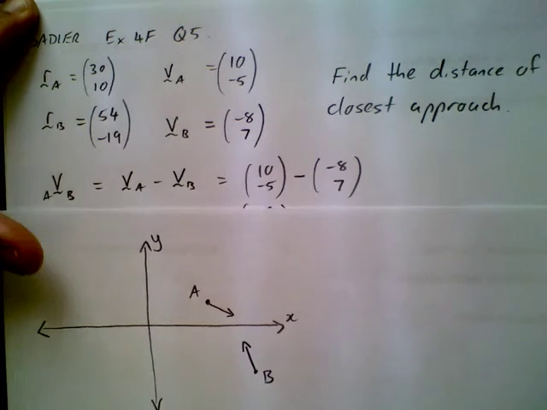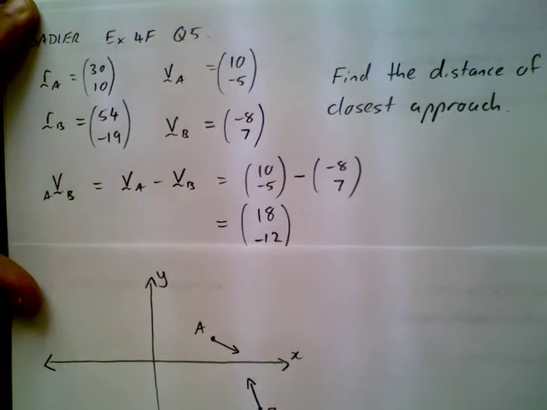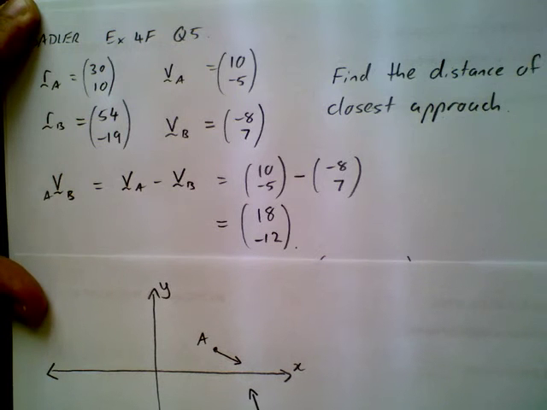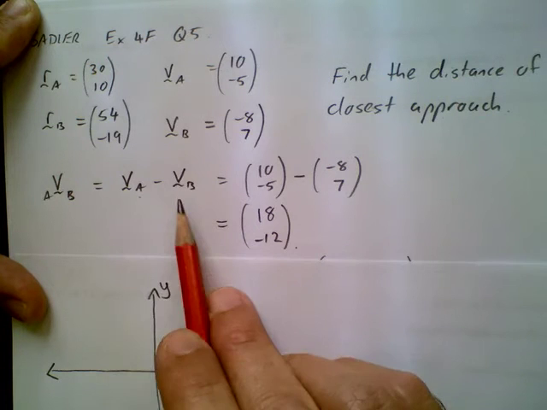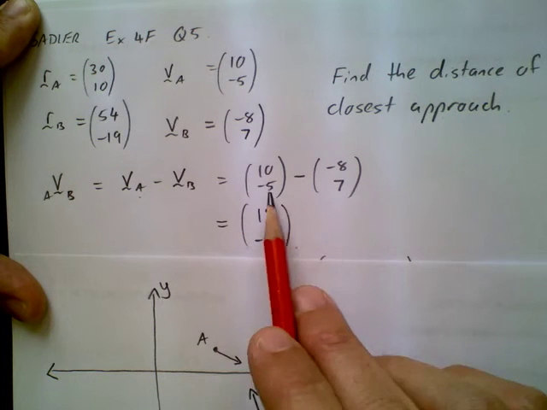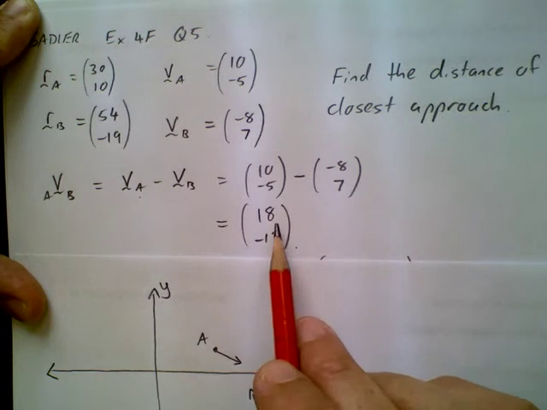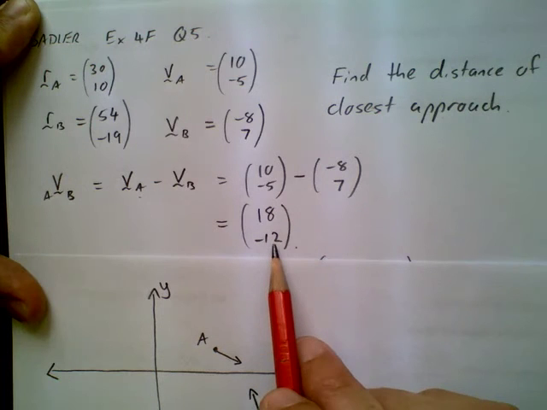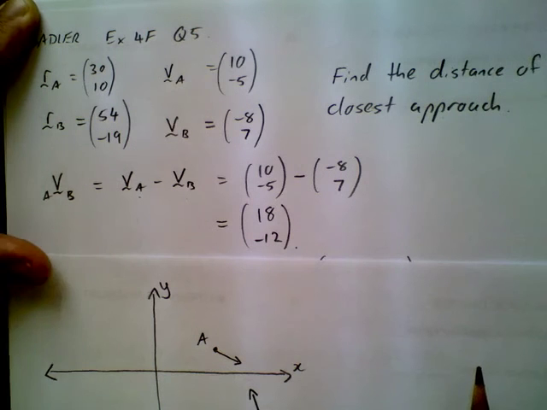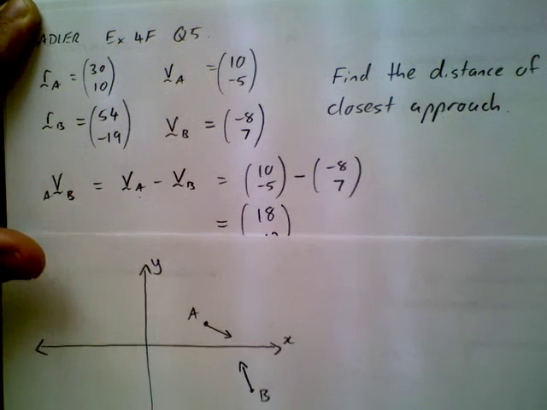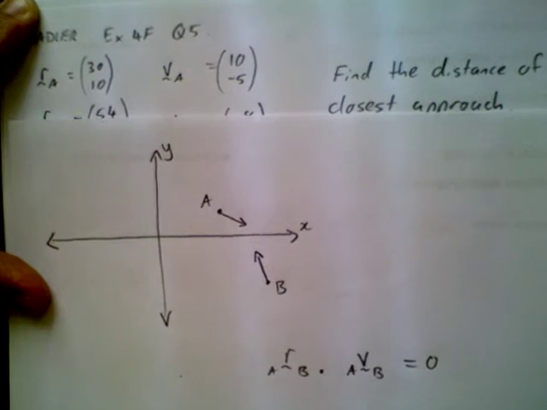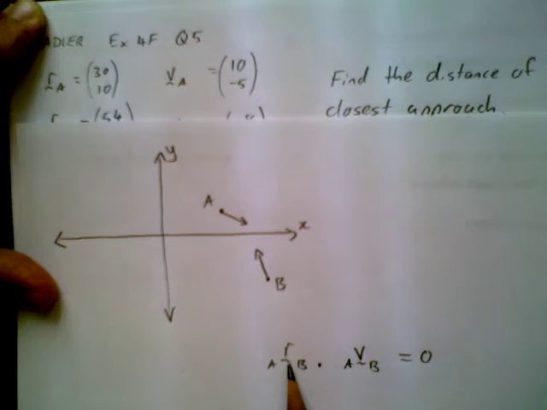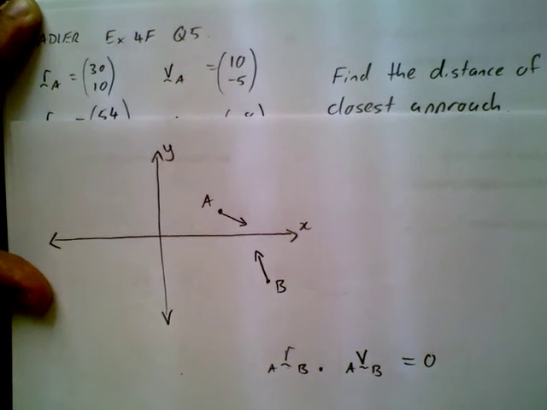So first thing we can do is easily work out the velocity of A with respect to B. So that's just the velocity of A, take the velocity of B. So just a straight up subtraction of these two vectors to get 18i take 12j. We'll also need the displacement of A with respect to B.